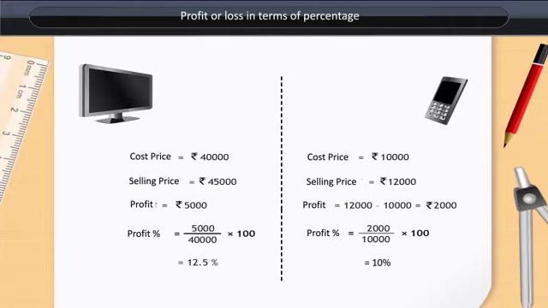Profit percent is equal to profit upon cost price into 100 is equal to selling price minus cost price upon cost price multiplied by 100. Loss percent is equal to loss upon cost price multiplied by 100 is equal to cost price minus selling price upon cost price multiplied by 100.